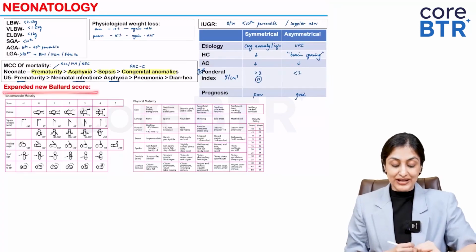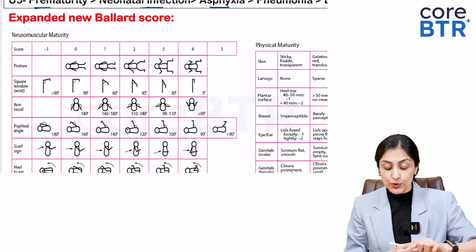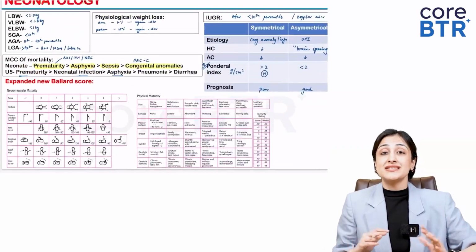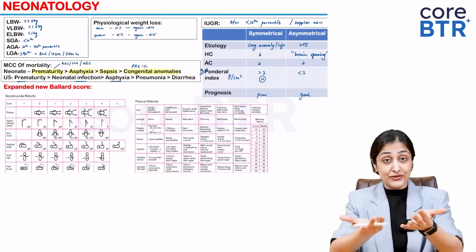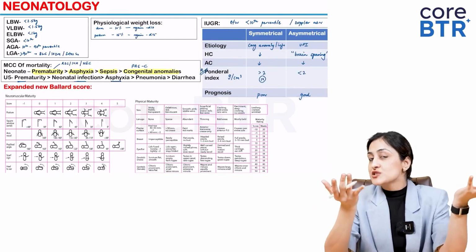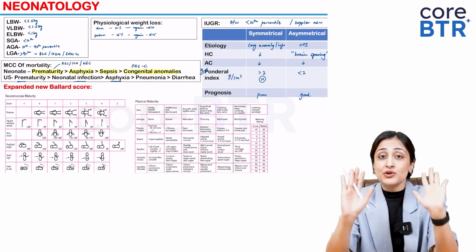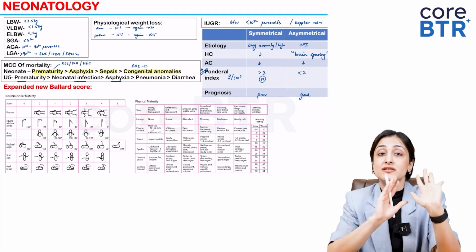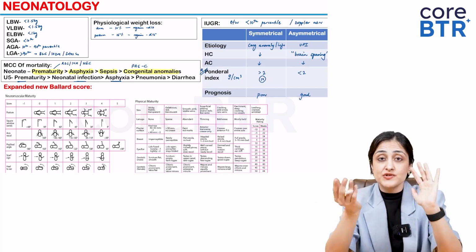Let's now talk about the expanded New Ballard score. So this is a score to assess the maturity of the baby, right? So the gestational age of the fetus was known, right? And now you have the baby in your hands and you are trying to see what is the real age, because there might be a discrepancy, all right?